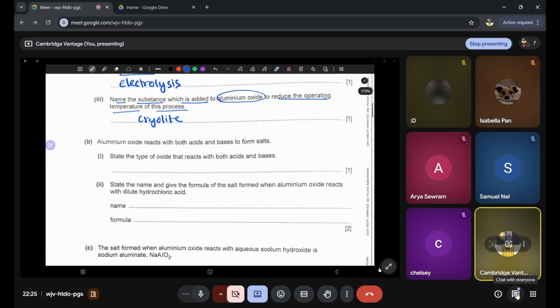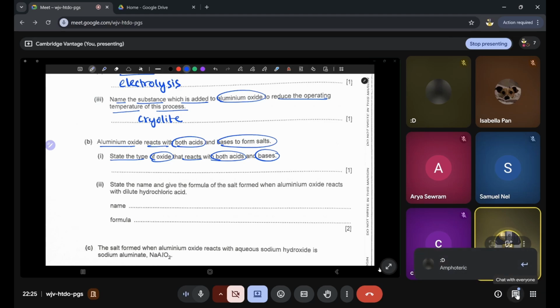Okay, let's look at B. Aluminum oxide reacts with both acids and bases to form salts. State the type of oxide that reacts with both acids and bases. What should be the name of this oxide? Yes, Liat, you are correct. It should be amphoteric.